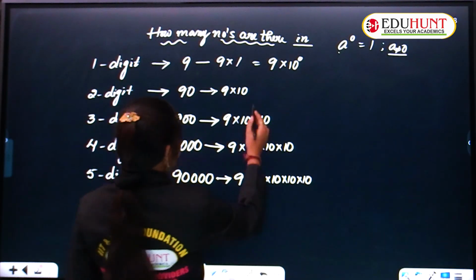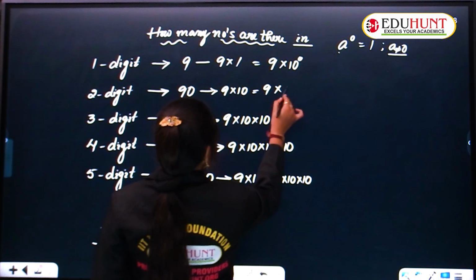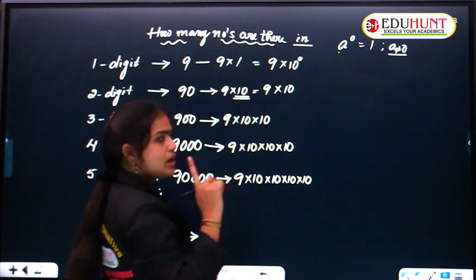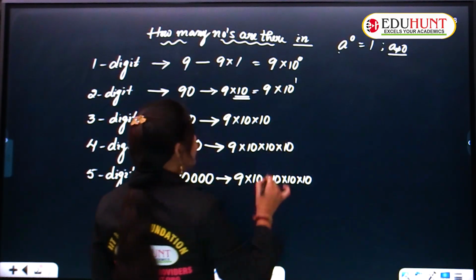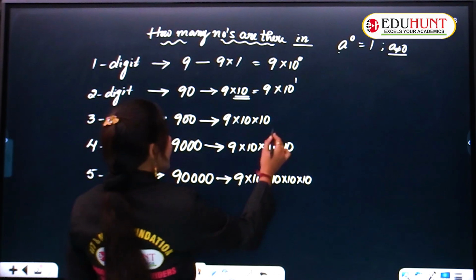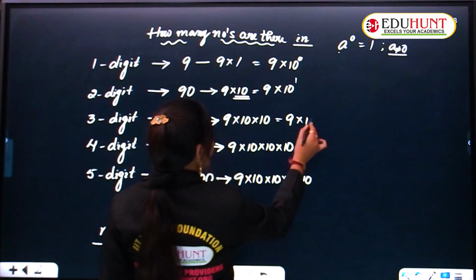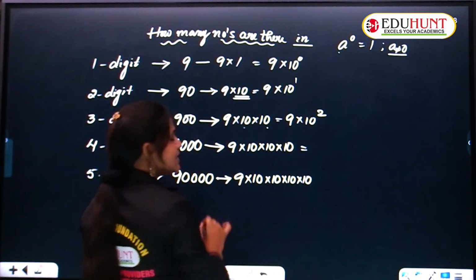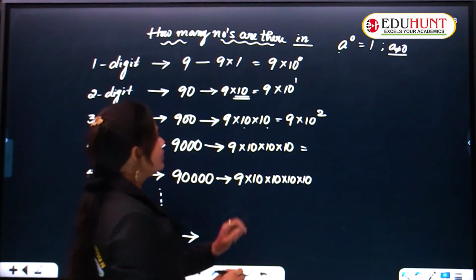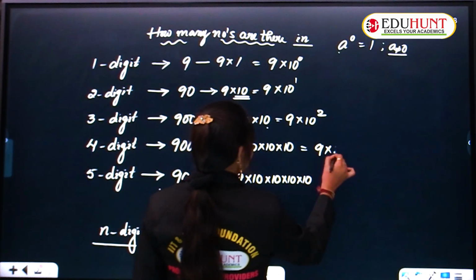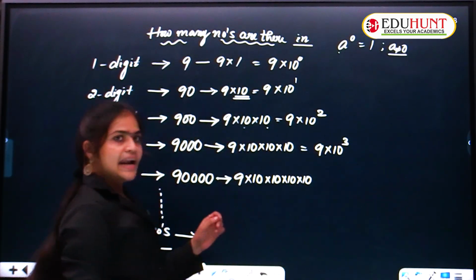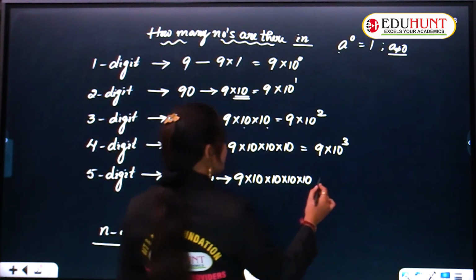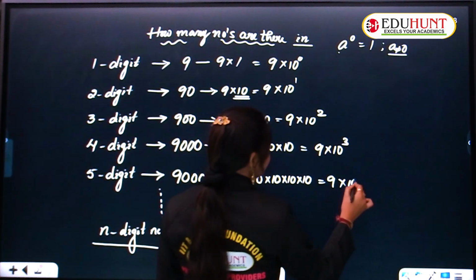Okay. Now see here. 9 into, how many tens are there? Only one 10 is there. That's why 9 into 10 to the power of 1. And here, 9 into, how many tens are there? Here 2 tens are there. And here how many tens are there? 9 into 10 to the power of 3. And in the same way here, 9 into 10 to the power of 4.